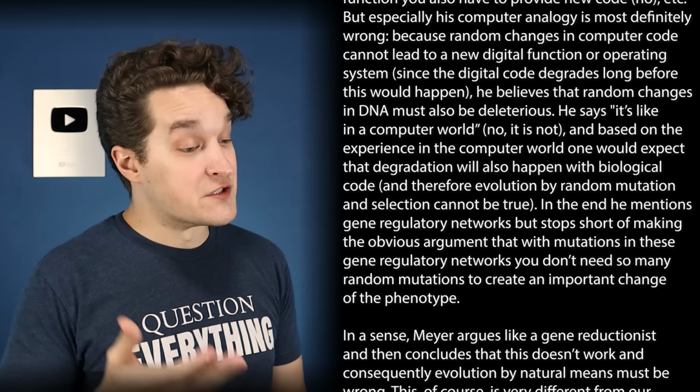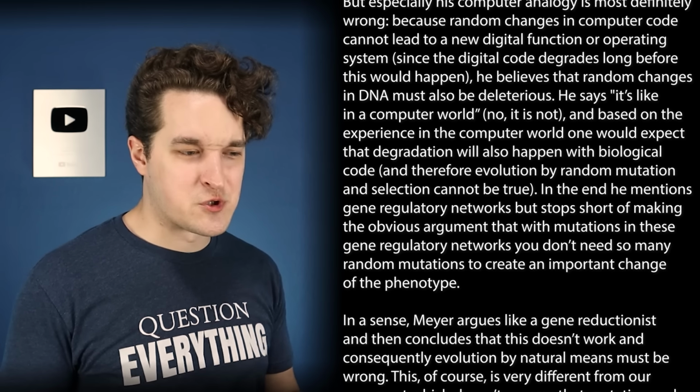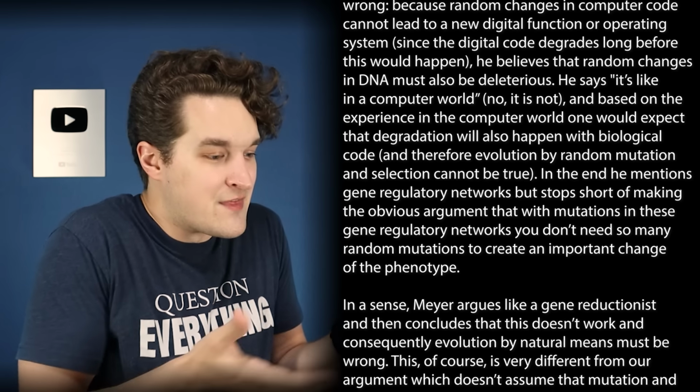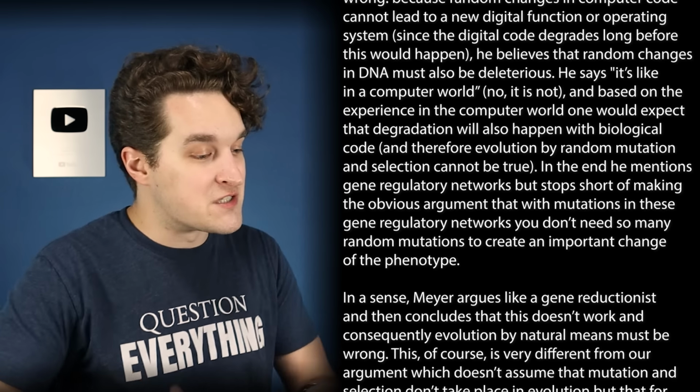In the end, he mentions gene regulatory networks, but stops short of making the obvious argument that with mutations in these gene regulatory networks, you don't need so many random mutations to create an important change of the phenotype. In a sense, Meyer argues like a gene reductionist, and then concludes that this doesn't work, and consequently, evolution by natural means must be wrong.